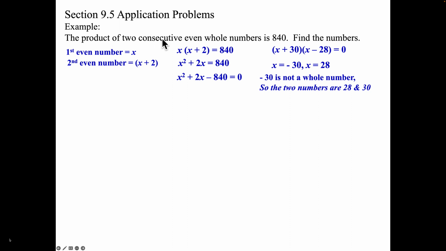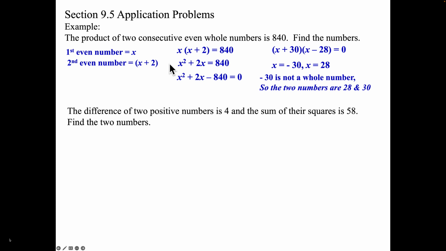So watch for those restrictions here. If there's no restrictions on, it's got to be a whole number or positive or whatever, then you would have two sets of answers. And I'll give you an example of that here in a second.